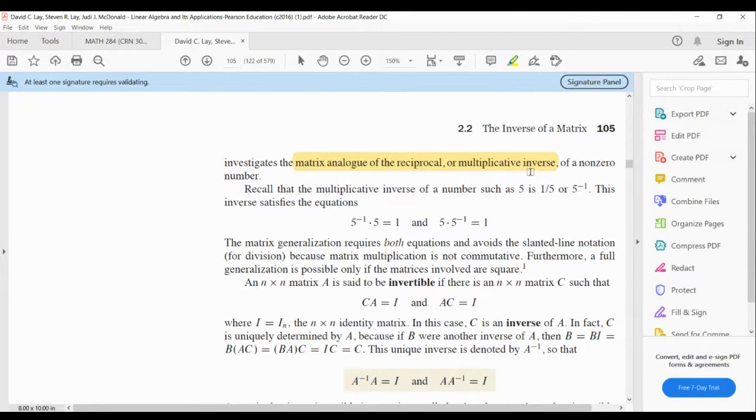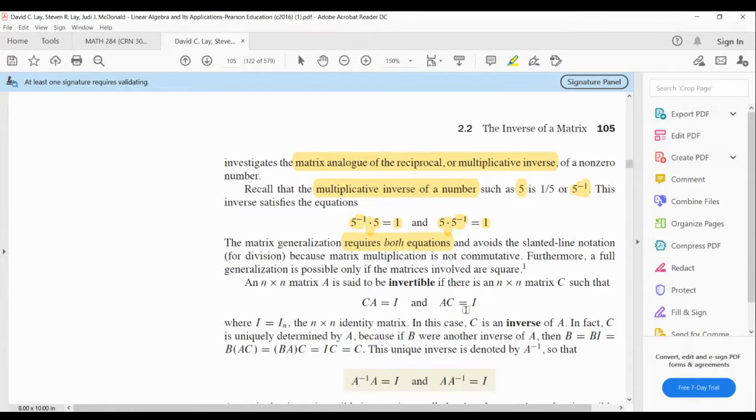So you've heard of inverses before, like the multiplicative inverse of a number. The multiplicative inverse of the number 5 would be 1/5, which we can write as 5 to the negative first power. 5 to the negative first power times 5 equals 1, and 5 times 5 to the negative first power also equals 1. An inverse requires both equations. You need both ways to work.